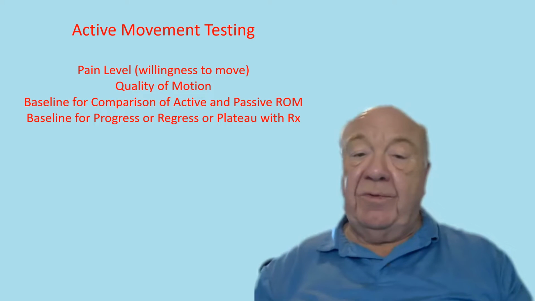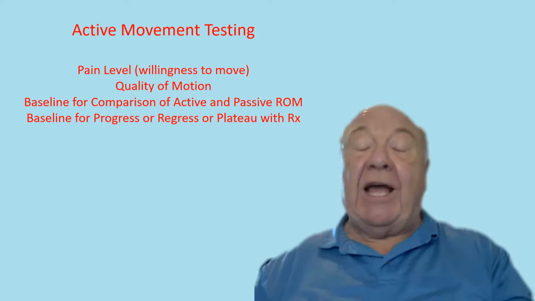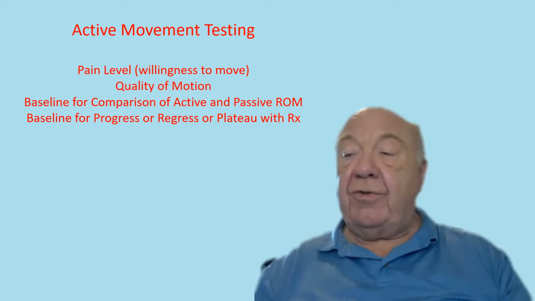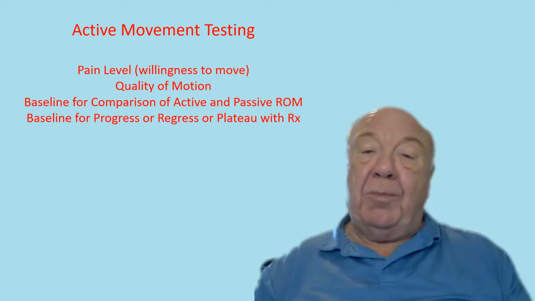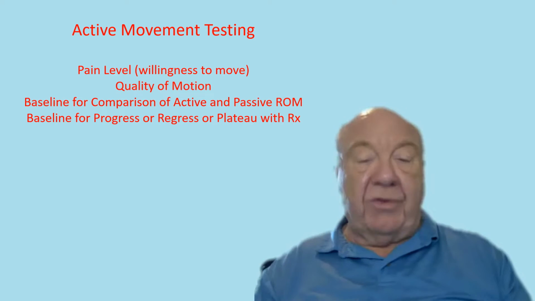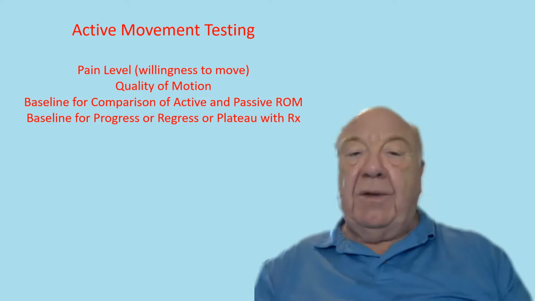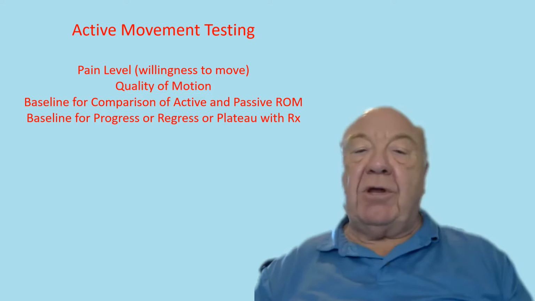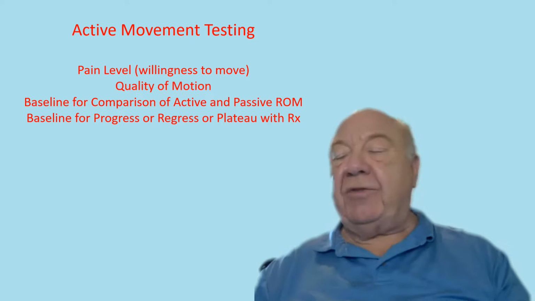Also, active movement testing will show you the quality of motion, and in the only way that it can be shown, that's the patient moving. So you'll see deviations of movement, arcs, and other abnormalities in movement patterns. You can watch the scapula for scapular rhythm and all this stuff. You can only see that with active movements. It gives you a baseline for comparison between active and passive range of motion.